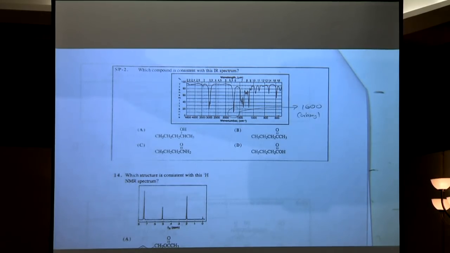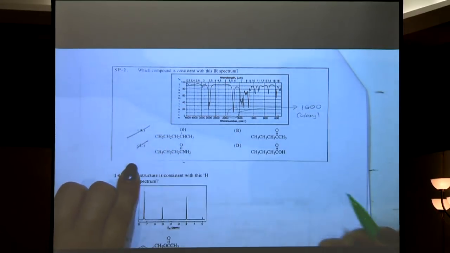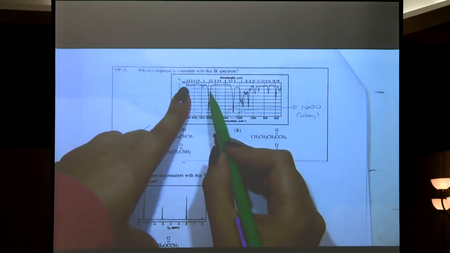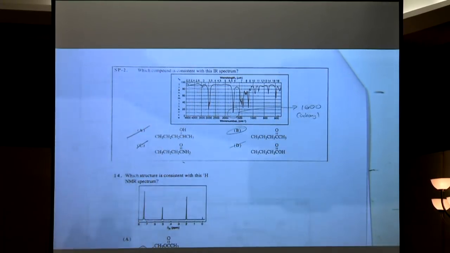What else are they giving us? We have carbonyl. We don't have anything for nitrogen over here, so this one can go out. This one doesn't have carbonyl, so this one's out. Between these two, this one's a carboxylic acid, but we don't have any readings for carboxylic acid right now. That goes out, so the answer should be B. Does that make sense?